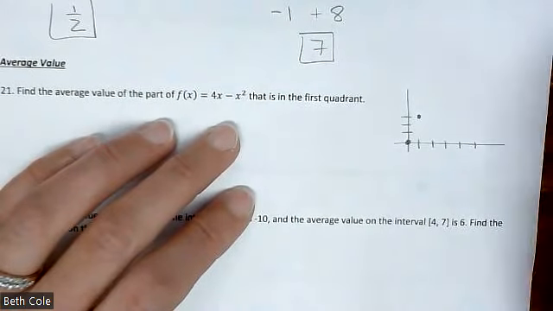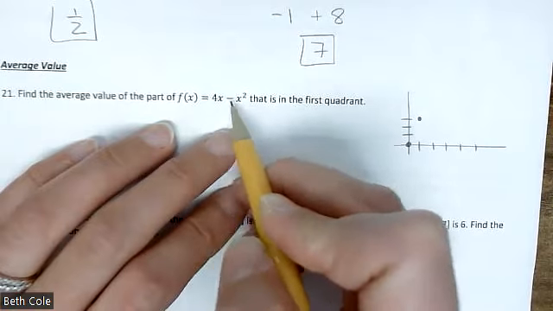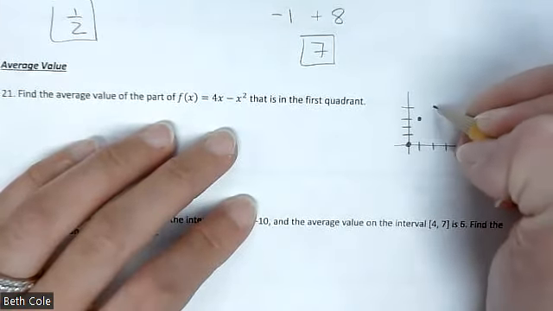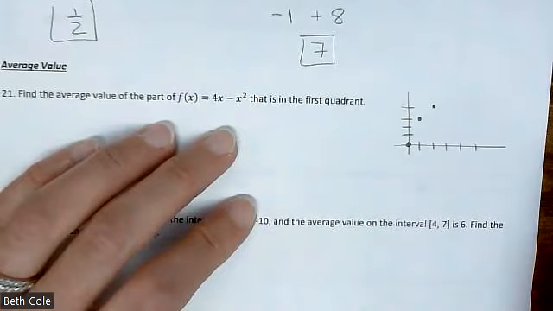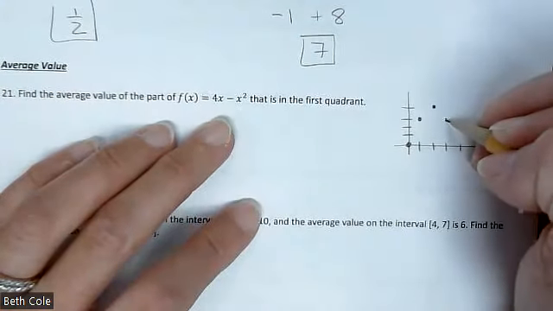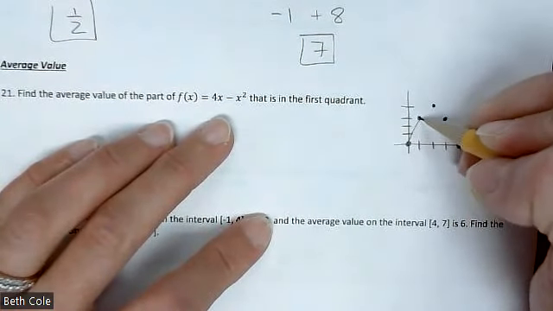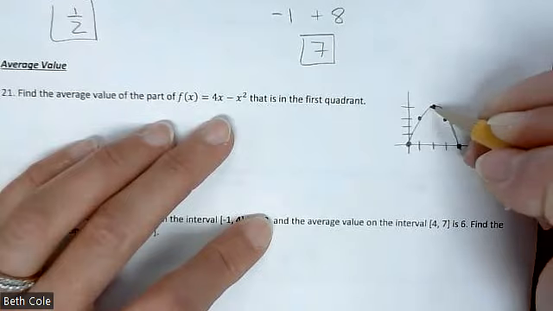3 altogether there. If you plug in 2, you would have 8 minus 4 is 4. If you plug in 3, you're going to have 12 minus 9, which is 3, and it starts coming back down. So if you plug in 4, you're going to get 0. This is your parabola, and that's the part that's in the first quadrant.